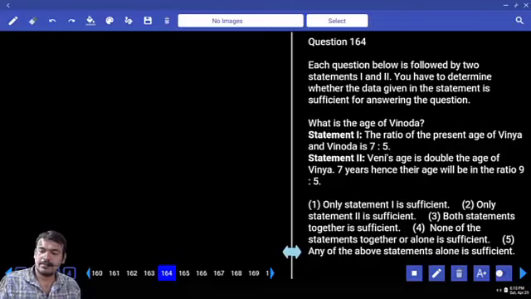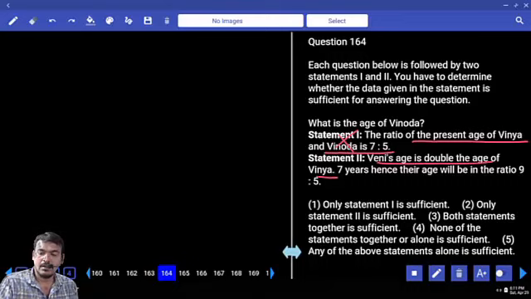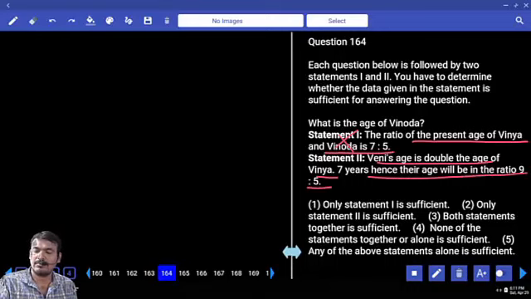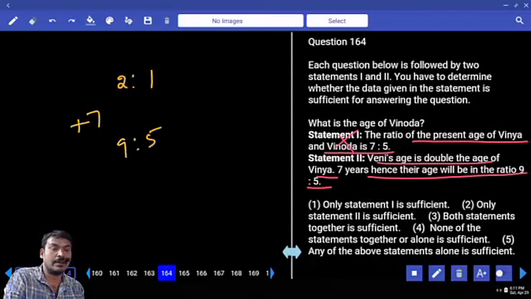Vinoda. The first statement: the ratio of the present ages of Vinaya and Vinoda is how much? 7:5. Only first one sufficient? No. Second statement: Vini's age is double the age of which one? Vinaya. Is it the present ratio or future ratio? Present ratio. 7 years hence their ages will be in the ratio of which one? 9:5. At present the ratio is 2:1. After 7 years the ratio is 9:5.